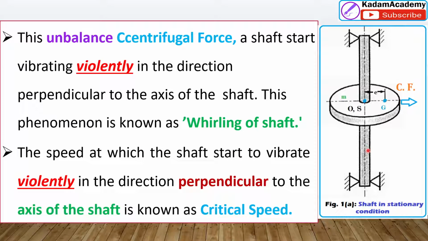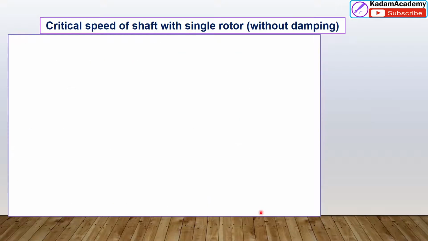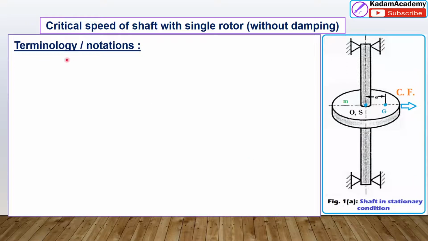Friends, the speed at which the shaft starts to vibrate violently in the direction perpendicular to the axis of the shaft is known as the critical speed. So this is the speed at which it will start to vibrate. Observe that video of the vibrating shaft. You will see it later also when I explain these critical speed terminologies.